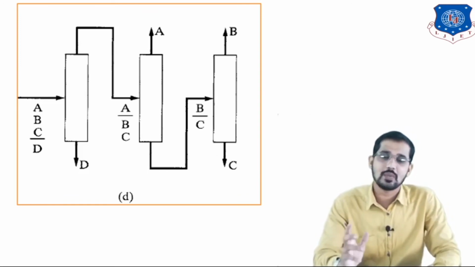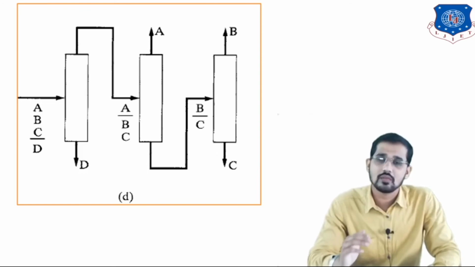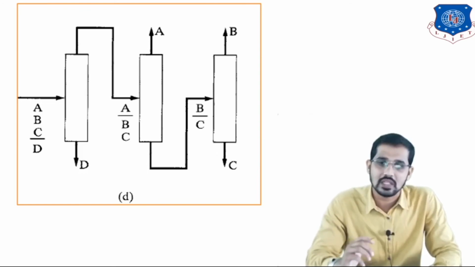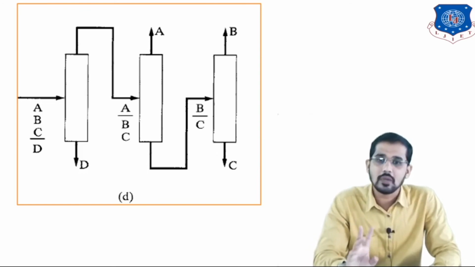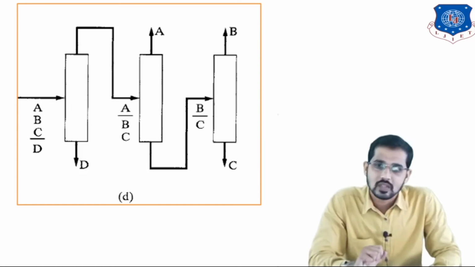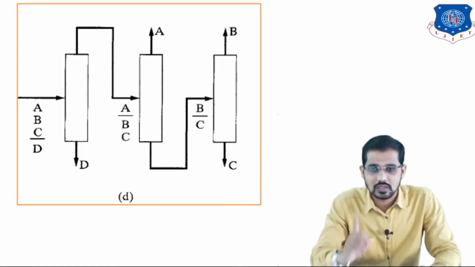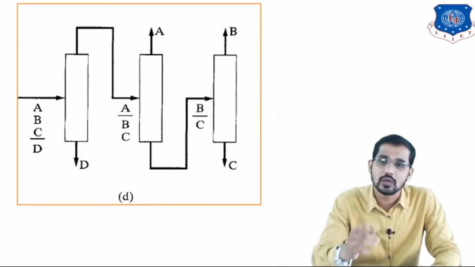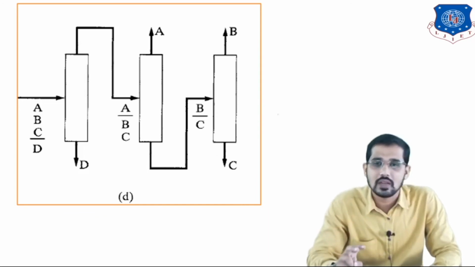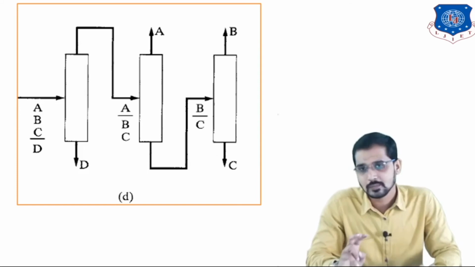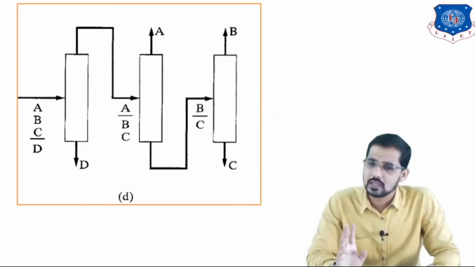After that we are separating the ABC mixture, where we are separating component A from BC in the second distillation column. After that we are separating B and C. So here we are separating the most difficult component in the first column, the most volatile component in the second column. After that we are separating the binary mixture of B and C. So this is another sequence.